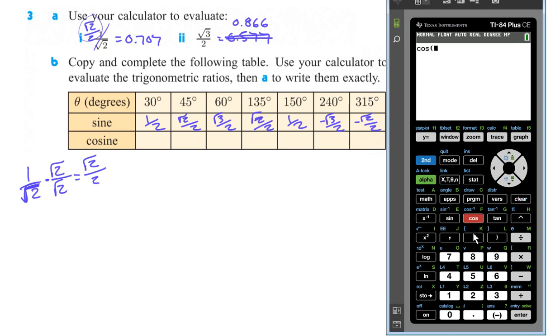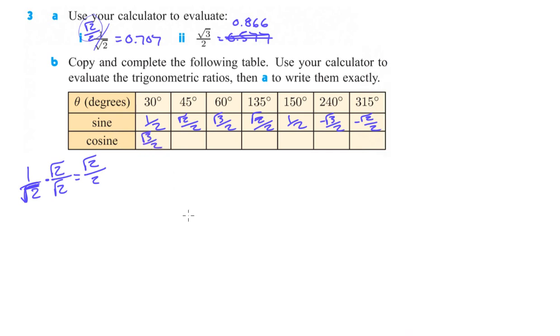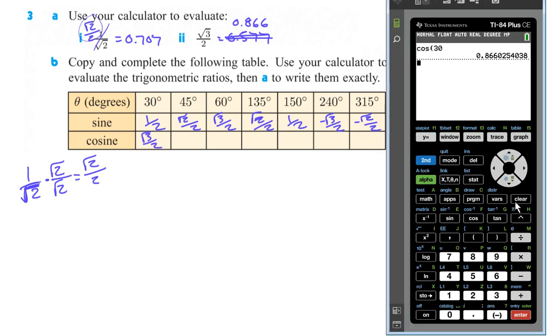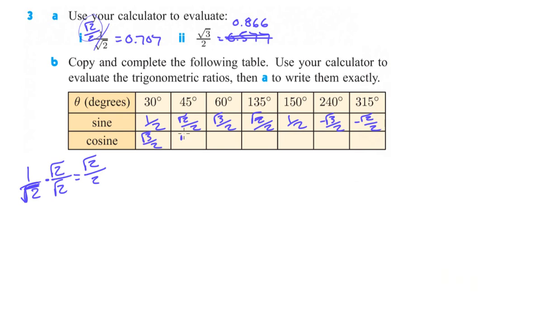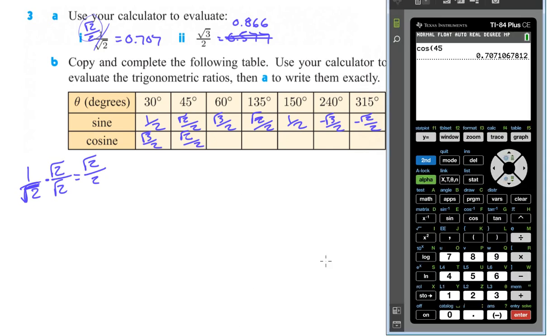We're going to do cosine 30, and that gives us 0.866, so that's root 3 over 2. And then cosine 45, oops, not 40. Cosine of 45 gives us 0.707, so that's our root 2 over 2. Notice that sine and cosine are both exactly the same, because a 45-degree angle makes an isosceles triangle, so those two legs are going to be the exact same. That's why that works out like that.